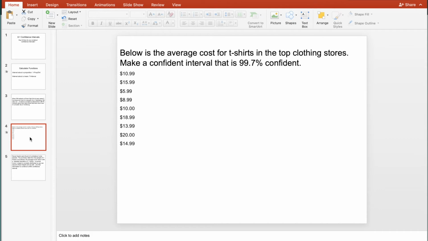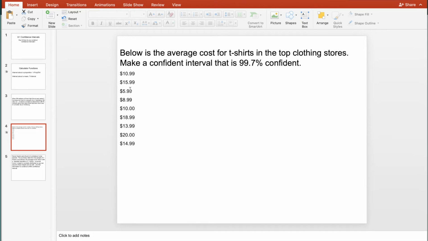Now our next example, below is the average cost for t-shirts in the top clothing stores. Make a confidence interval that is 99.7% confident. So this is the same confidence level, 99.7. This time it's giving us a list of values. It is quantitative data. Okay, so that's another thing you can use to pick out if it's a proportion or an average.